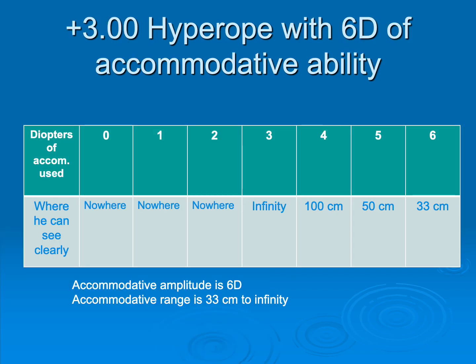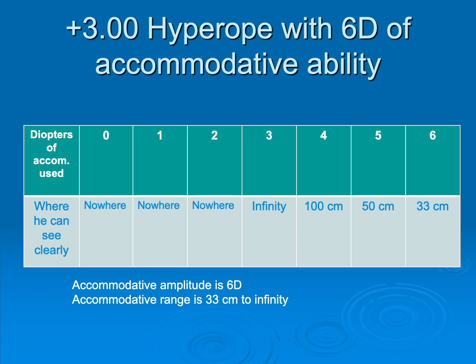So here we're going to have a +3 hyperope, and they've got 6 diopters of accommodative ability. And you can see that if they're only kicking in 0 to 2 diopters, they're really not going to see anywhere clearly. Once they kick in that 3 diopters, they've overcome their 3 diopters of hyperopia, and then they can see off to infinity. But they still have 3 more diopters in the bank, so to speak, that they could use. And so if they kick in 4, 5, or 6 diopters, they can now start to see things up close. They are limited, however, to just 33 centimeters because once they've used 3 of the 6 to clear their hyperopic debt, they have 3 left over to use for that. And so the closest they can see is 33 centimeters.